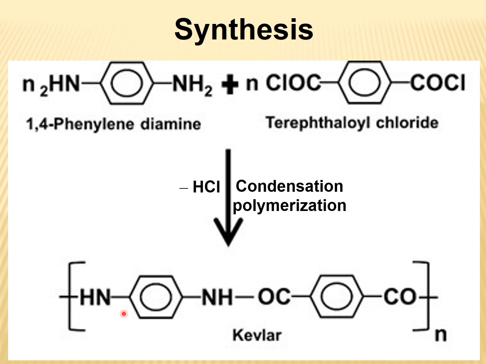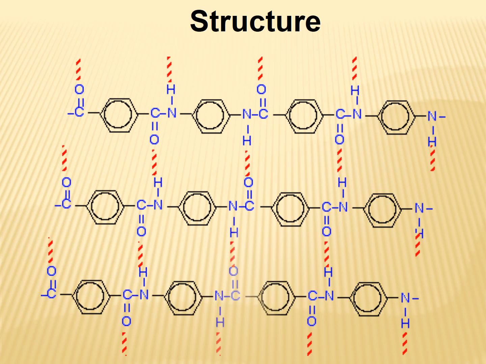This is the structure of Kevlar. Polyparaphenylene terephthalamide, Kevlar. Now the structure of Kevlar is a little bit important because if you look here, Kevlar consists of different sheets. This is one sheet, this is another sheet, this is the third sheet. These are stacked one over the other.